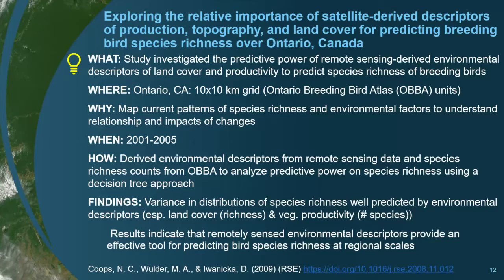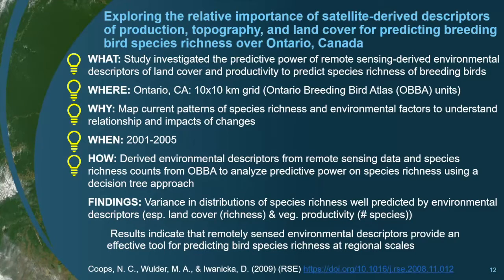This study investigated the predictive power of remote sensing-derived environmental descriptors of land cover and productivity to predict species richness of breeding birds for the province of Ontario, Canada, split into 10 by 10 kilometer grid cells to align with the Ontario Breeding Bird Atlas units. The importance of this study was to map current patterns of species richness and environmental factors in order to better understand relationships and impacts of future changes on their populations. The study took place from roughly 2000 to 2005.